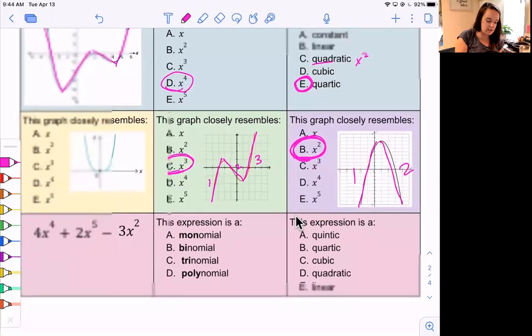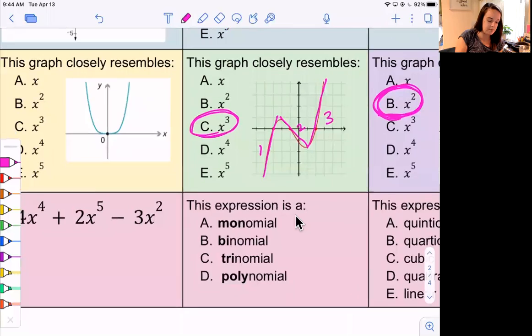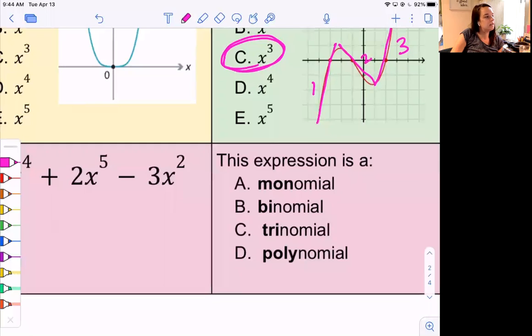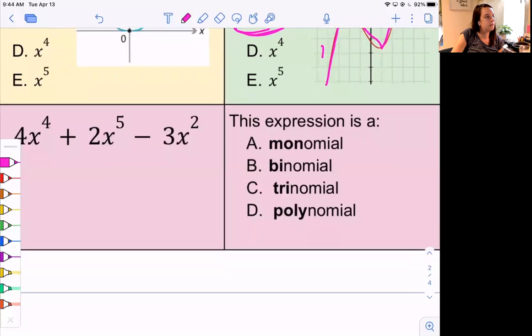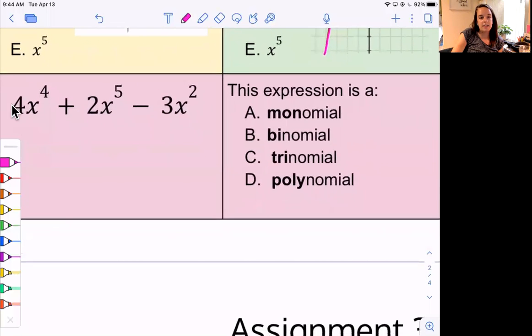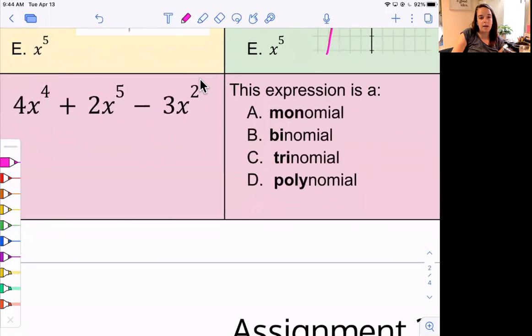All right, last two here. Let's do this. I'm relaunching. All right, this is our thingamabob, our polynomial. Is it a monomial, binomial, trinomial, or polynomial? How many pieces does this have? This is our expression.